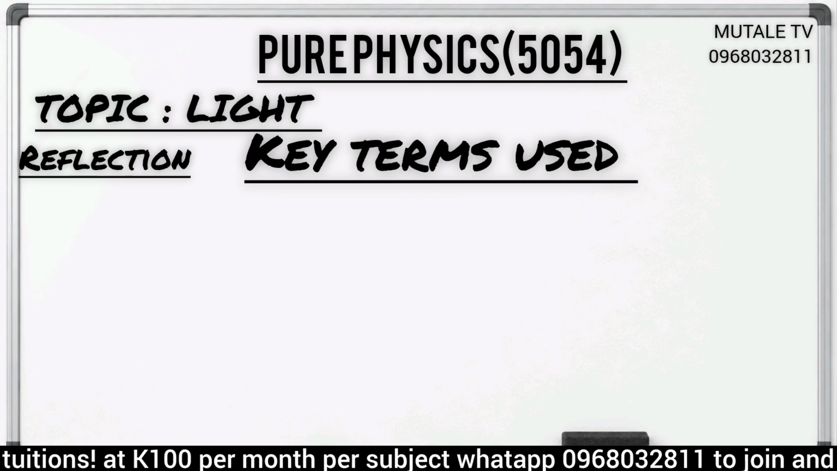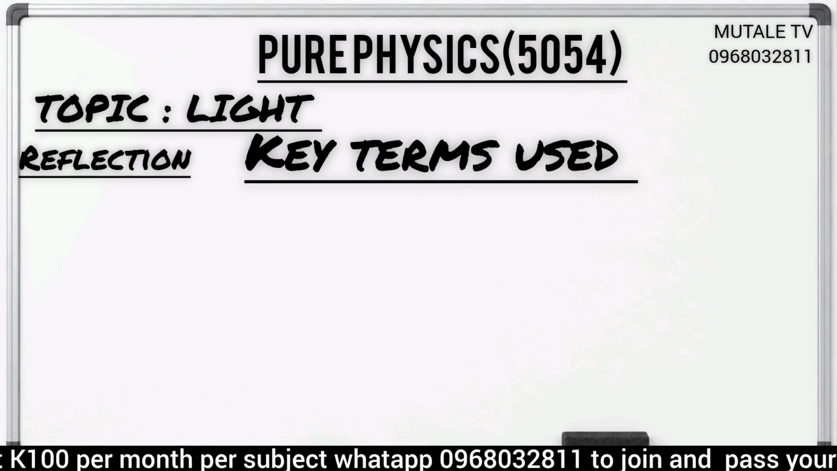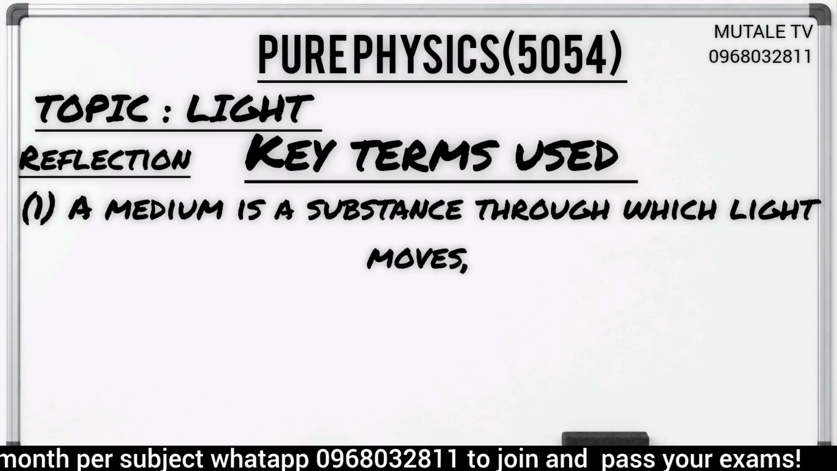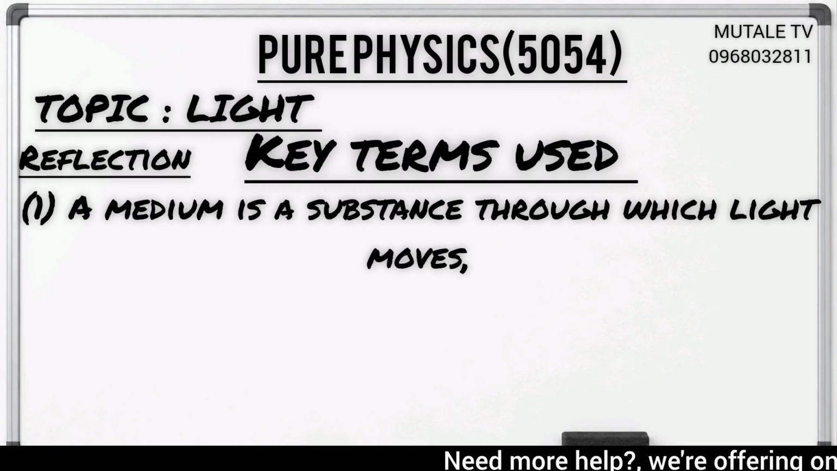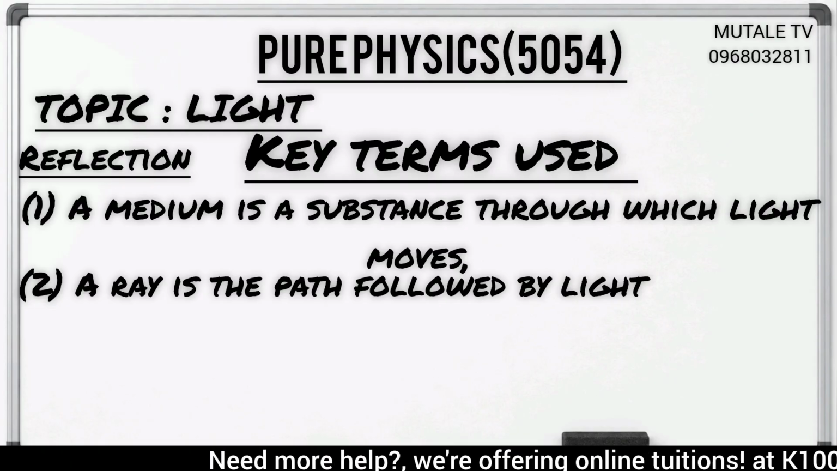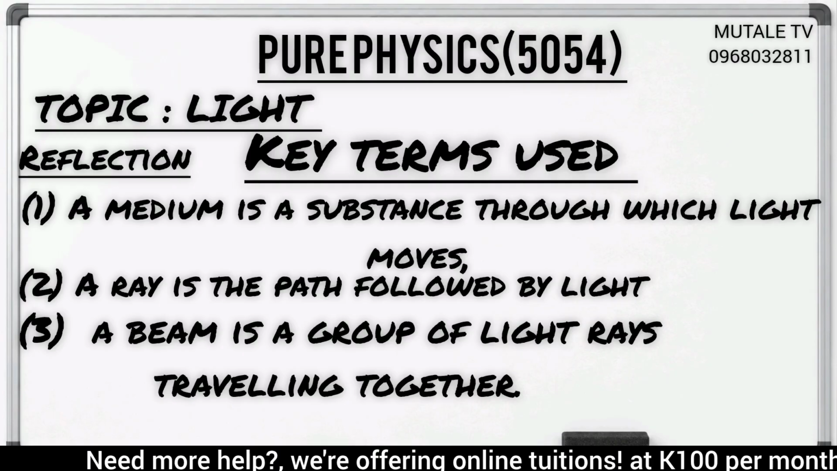Alright, to talk about reflection properly, we need a few key terms. We need to define what a medium is. So a medium is a substance through which light moves, such as air, water, or glass. Then we need to define what a ray is. So a ray is a path followed by light. Also need to define what a beam is. So a beam is a group of light rays traveling together.